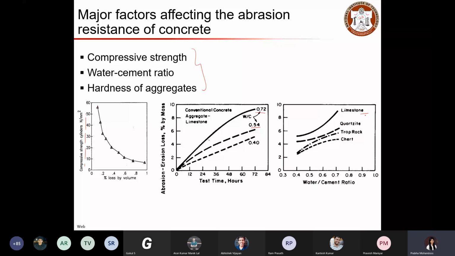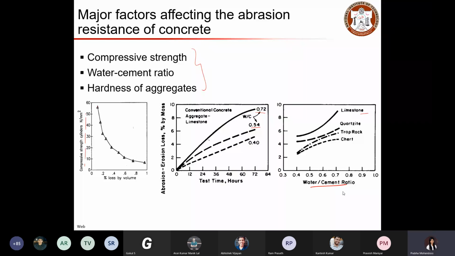Again, here you can see the variation with respect to the water cement ratio. As water cement ratio increases, within the same type of aggregate you can see increased loss. This gives you an idea about how significant these factors are to be considered while you design your concrete. So when you are looking for abrasion resistant concrete, you have to take care that you choose high compressive strength with less water cement ratio, and use higher hardness aggregate in your concrete.